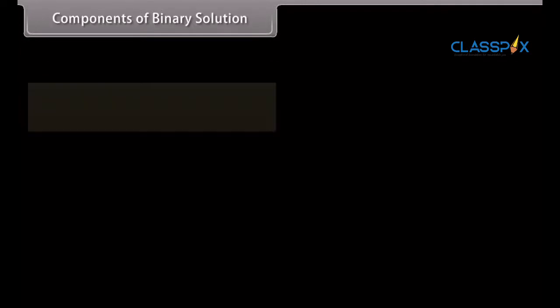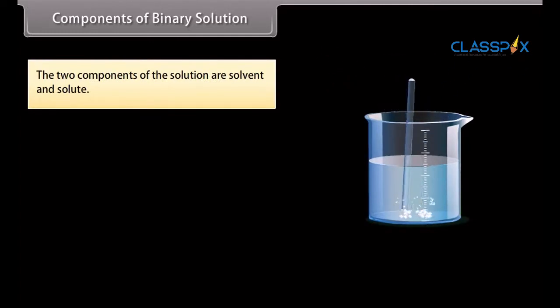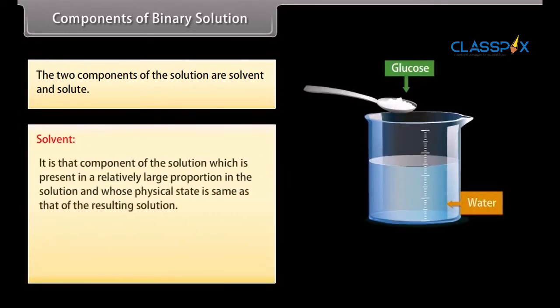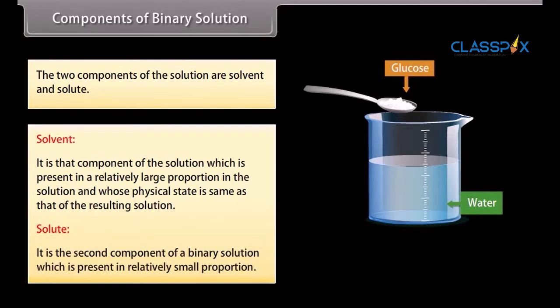Components of binary solution. The two components of the solution are solvent and solute. Solvent. It is that component of the solution which is present in a relatively large proportion in the solution and whose physical state is same as that of the resulting solution. Solute. It is the second component of a binary solution which is present in relatively small proportion.